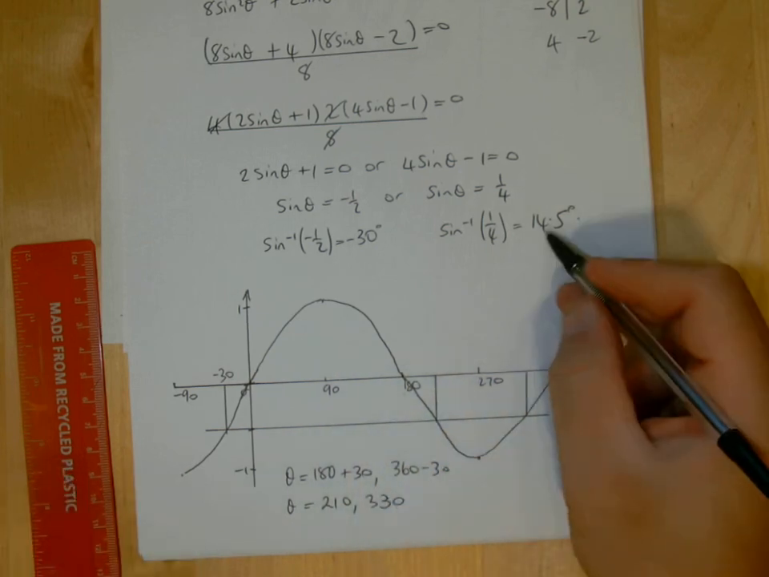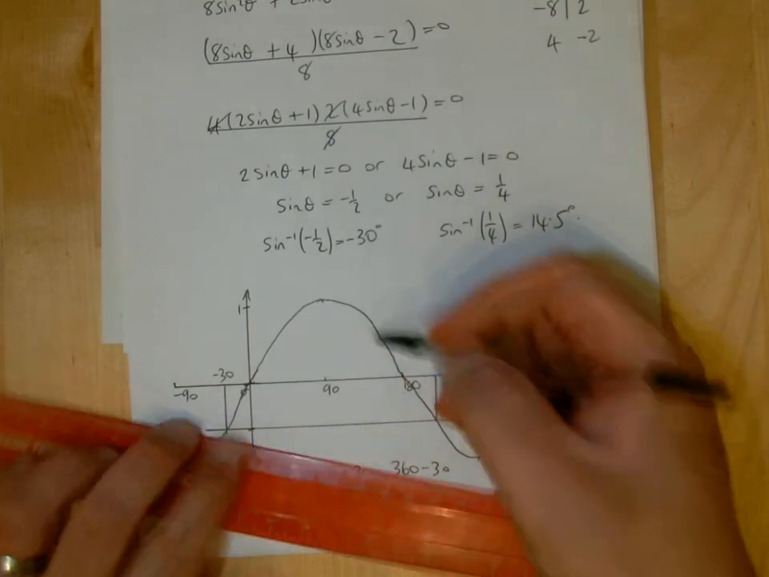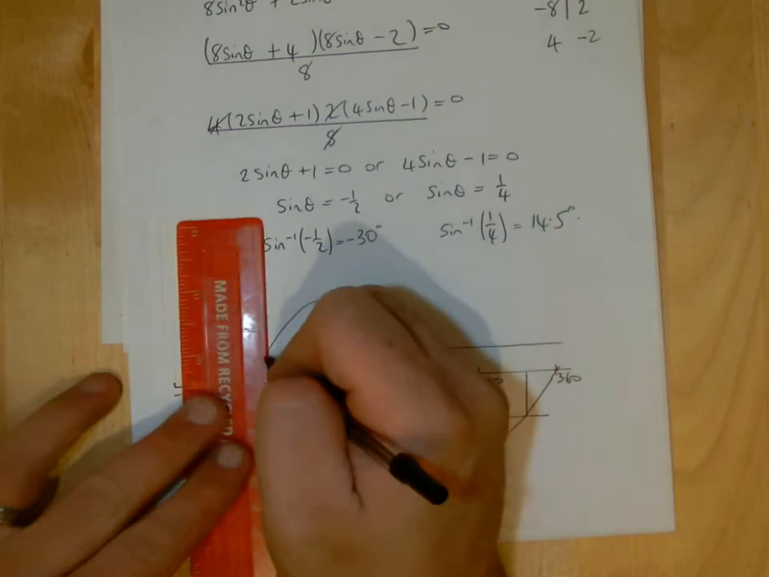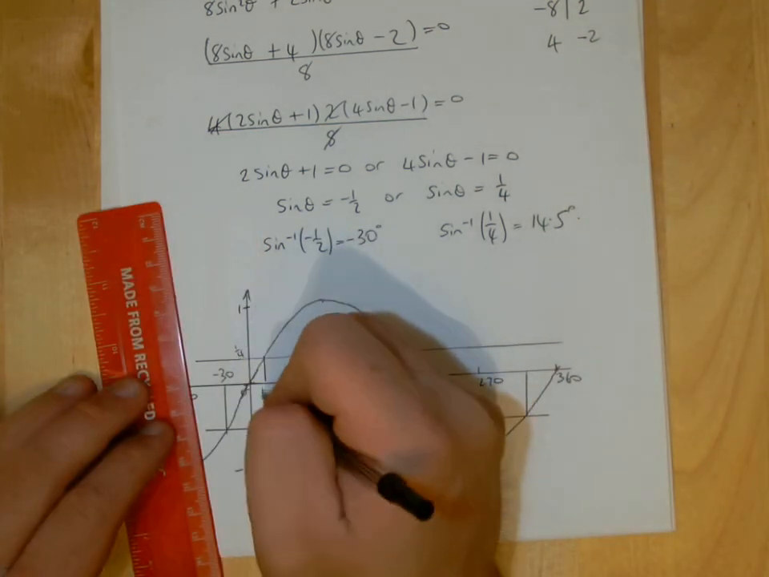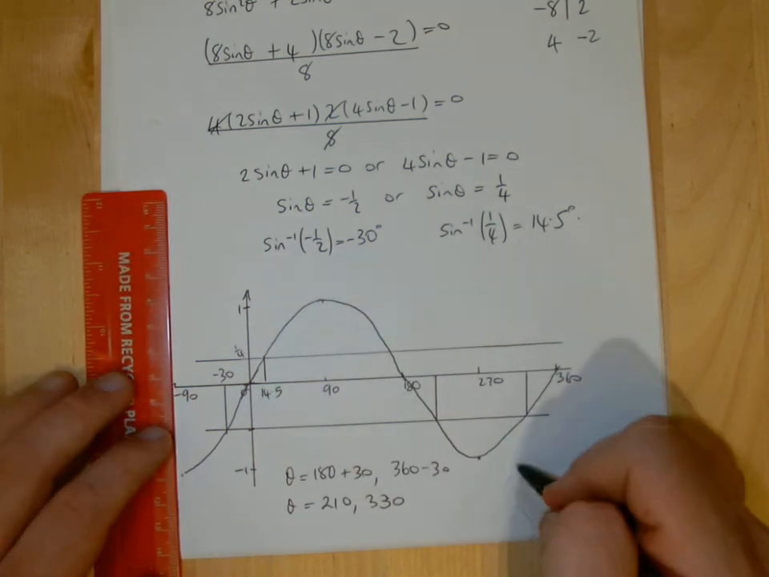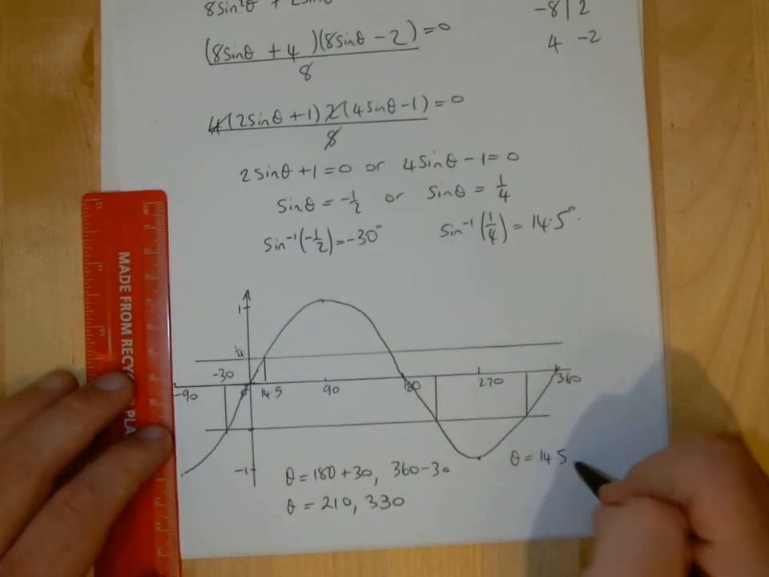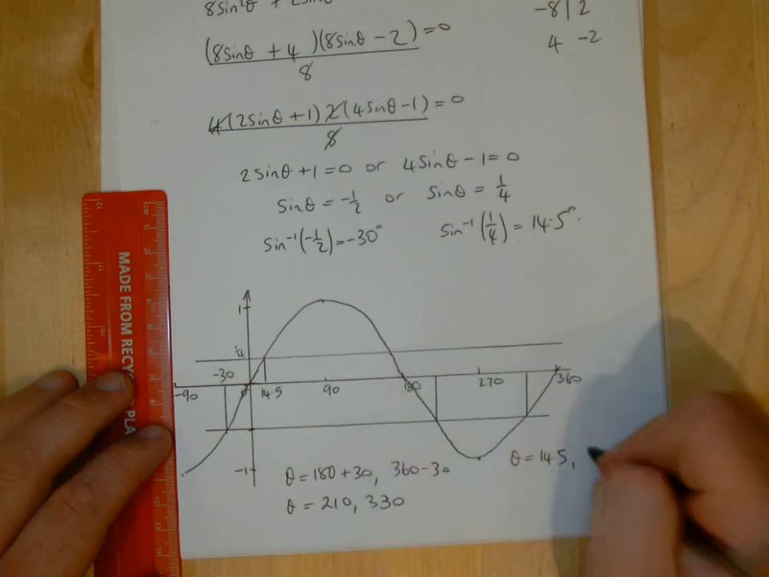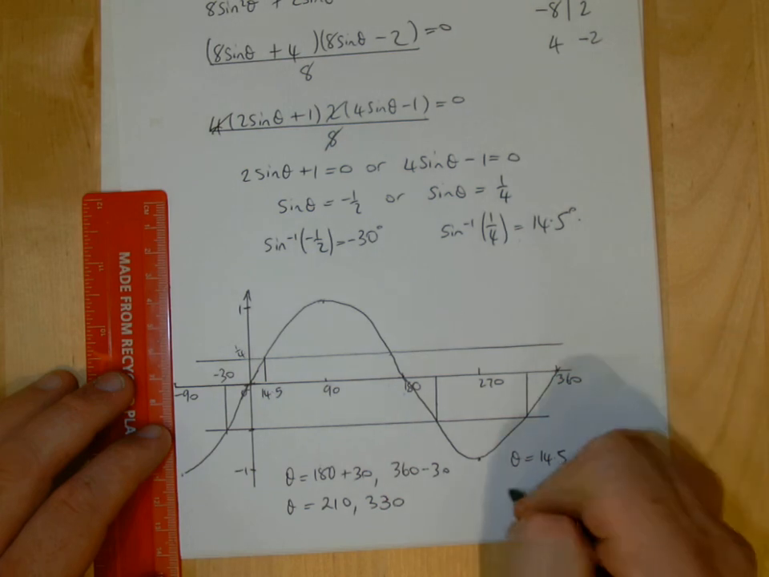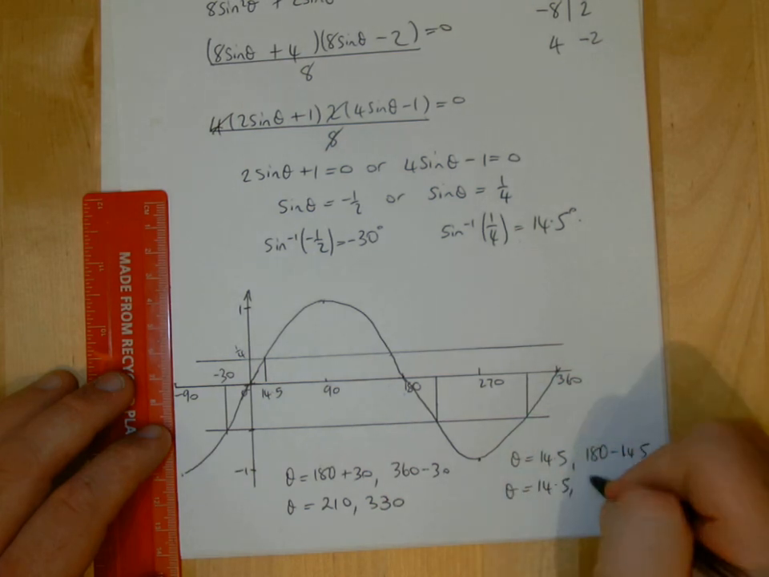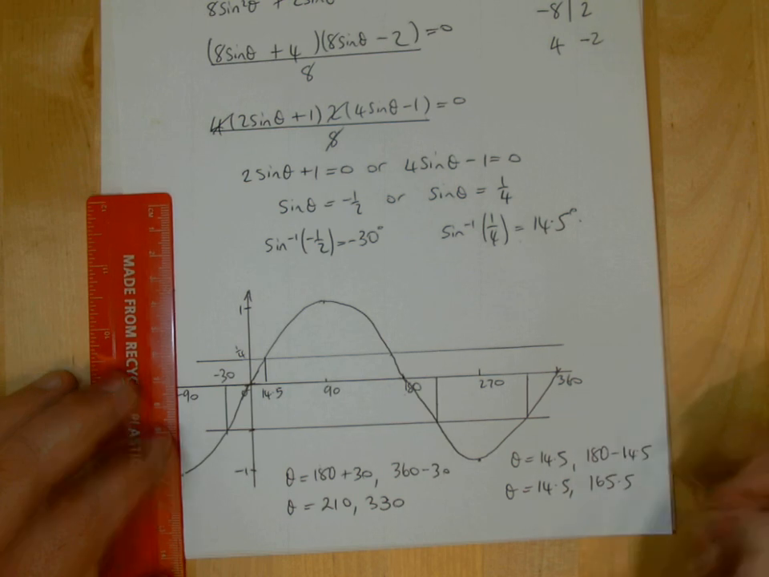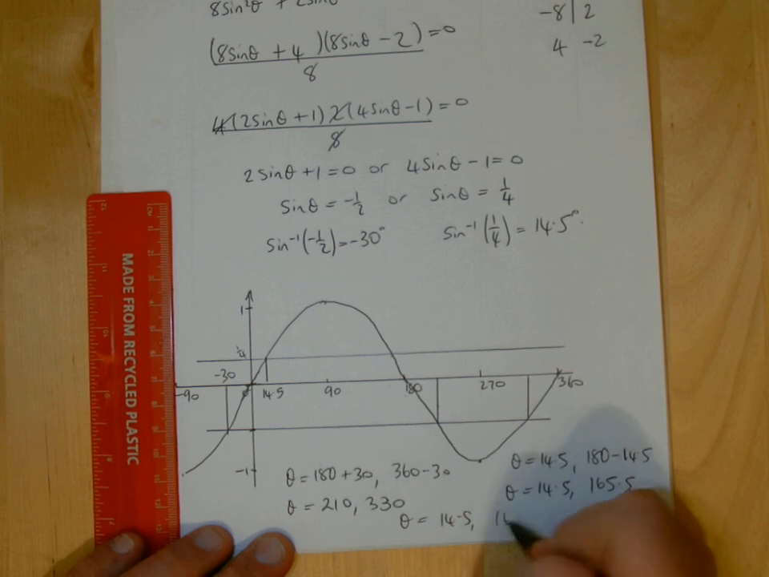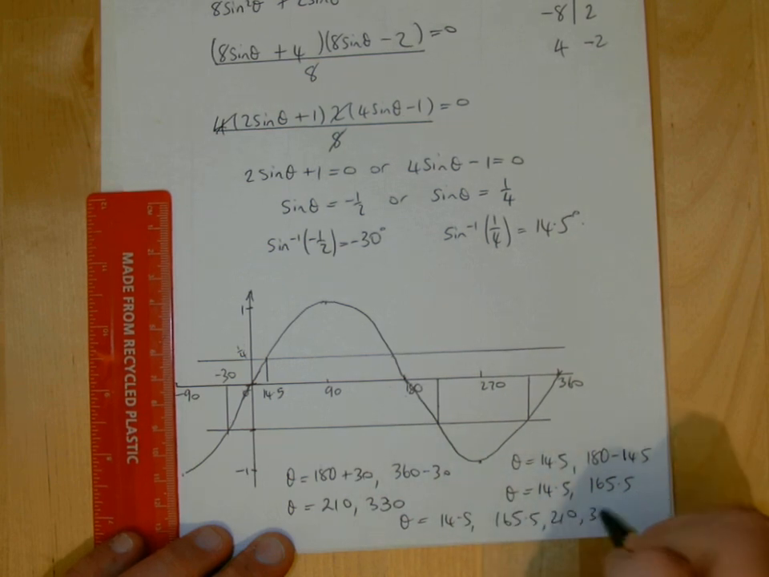The other result then, 14.5, is when it's equal to 1/4. So for a quarter, we'll draw a line across. So that's where a quarter is here, 14.5. So that result will apply, won't it? And of course the other result is there. Using symmetry, you can see it's going back from 180, so it'll be 180 minus 14.5. So theta is 14.5 or 165.5. Okay, so overall then we can put these in order. We can say theta is 14.5, 165.5, 210, 330.